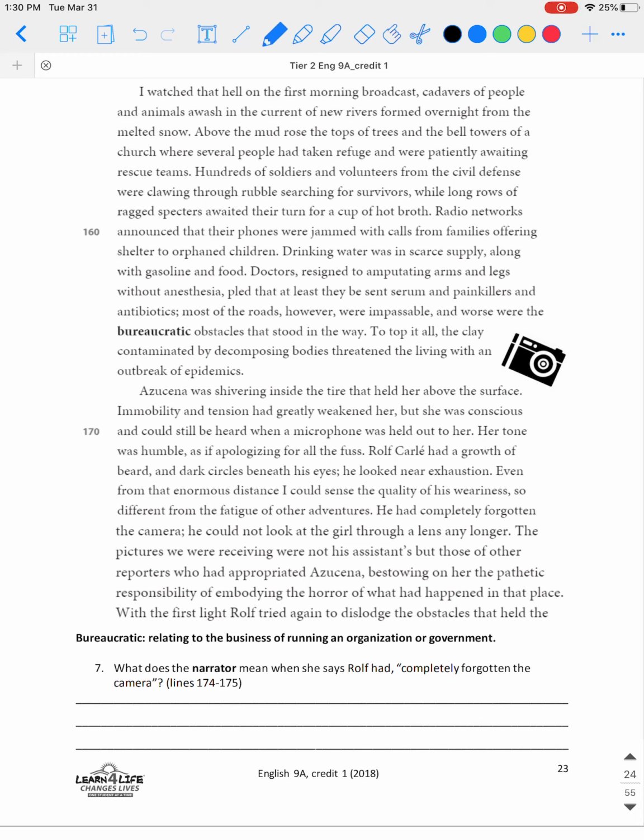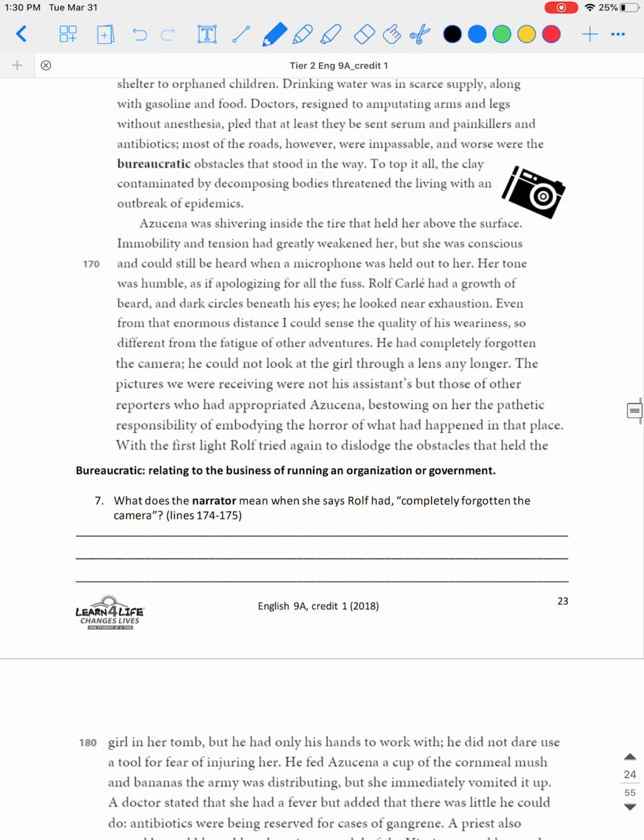Rolf Karl had a growth of beard and dark circles beneath his eyes. He looked near exhaustion. Even from that enormous distance, I could sense the quality of his weariness, so different from the fatigue of other adventures. He had completely forgotten the camera. He could not look at the girl through a lens any longer. The pictures we were receiving were not his assistants, but those of other reporters who had appropriated Azucena, bestowing on her the pathetic responsibility of embodying the horror of what happened in that place. With first light, Rolf tried again to dislodge the obstacles that held.